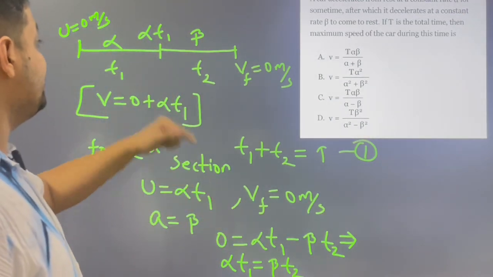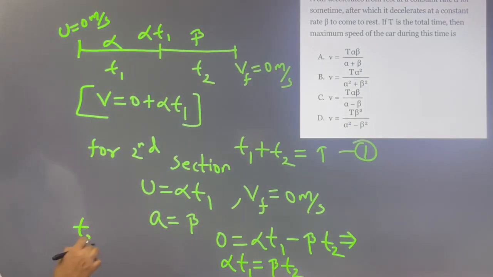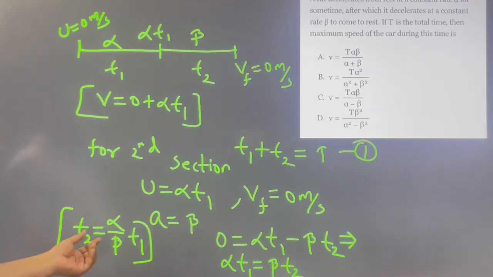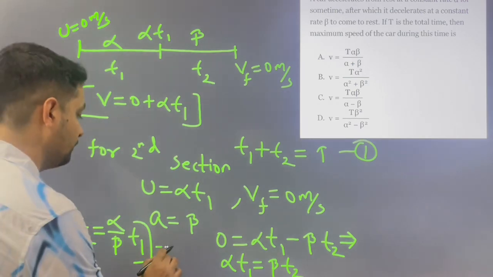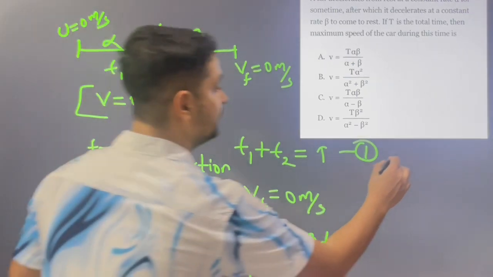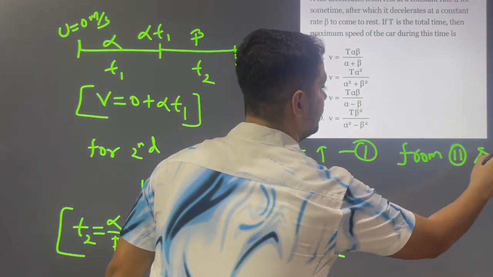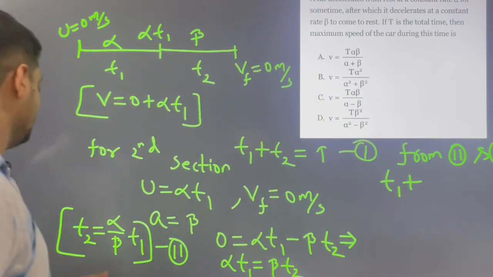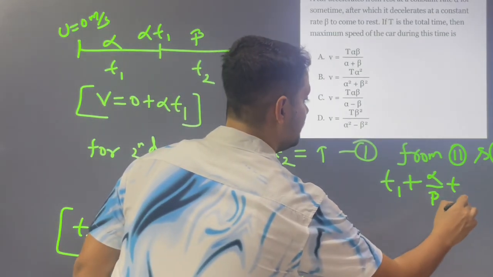Now we have to find t1 to get our answer. So we will replace t2. I can write t2 is alpha by beta t1. Now t2 is alpha by beta t1, and we will put this value in equation 1. So this is equation 2. From 2 and 1, we can write t1 plus the t2 value, alpha by beta t1, equals capital T.